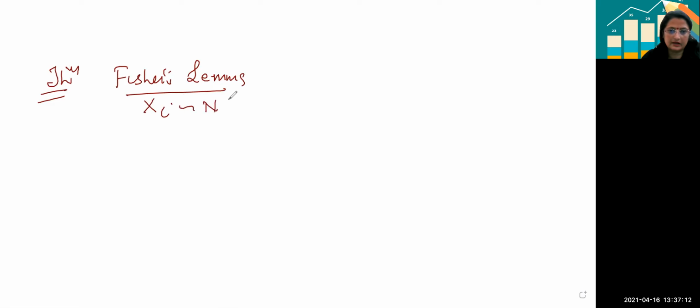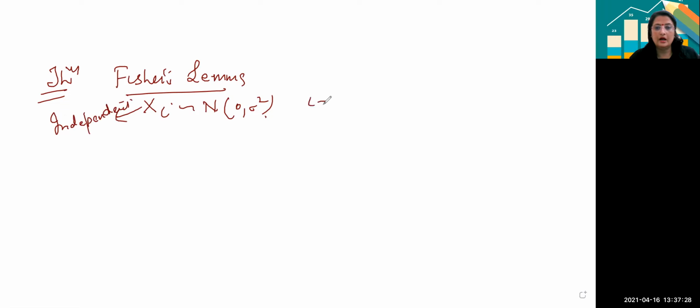So the name of the theorem is Fisher's lemma. What the lemma says: if the xi are variables, all normally distributed with mean 0 and variance sigma square, right? Second thing is they all are independent, right? And i is equal to 1, 2, 3, so on up to n.